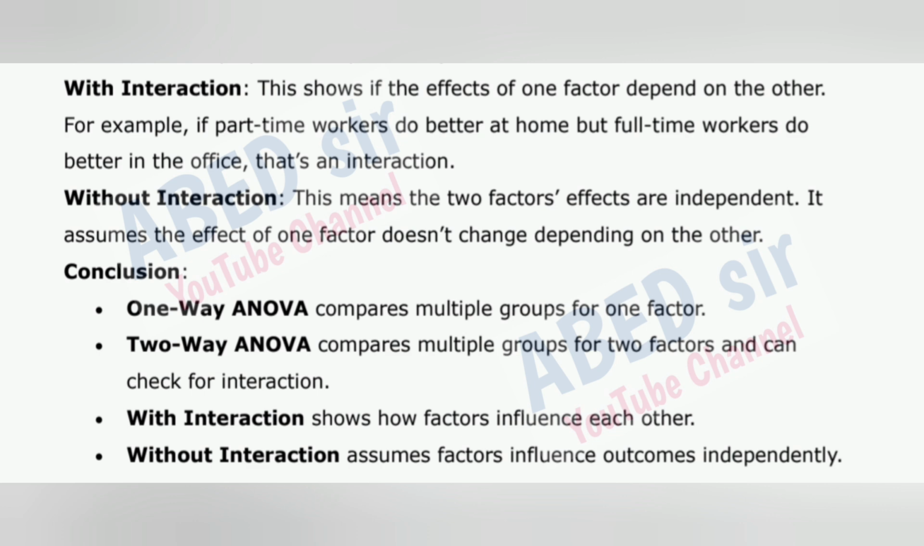Conclusion: one-way ANOVA compares multiple groups for one factor. Two-way ANOVA compares multiple groups for two factors and can check for interaction. With interaction shows how factors influence each other. Without interaction assumes factors influence outcomes independently.